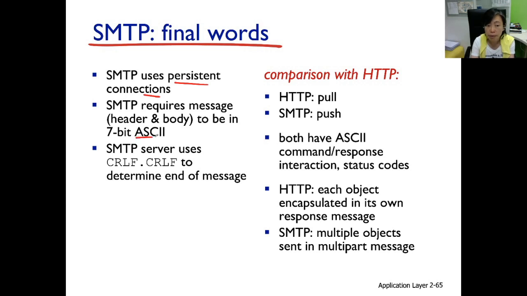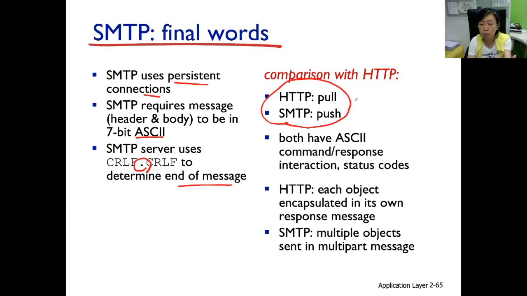SMTP requires text in ASCII code, very strict. And SMTP uses just a single dot in the last line to determine whether it's the end of the message. Now, if we compare SMTP to HTTP a bit more, they differ in multiple ways, but they are also similar in another way. So this is the first thing they're different. Yeah, the service sort of direction.